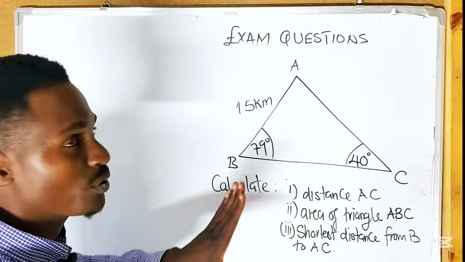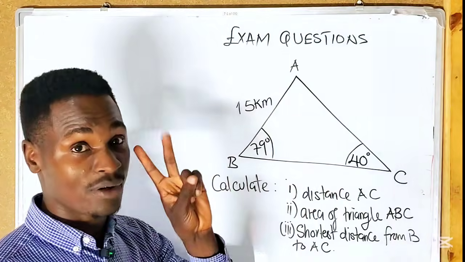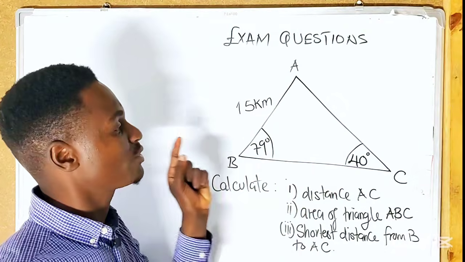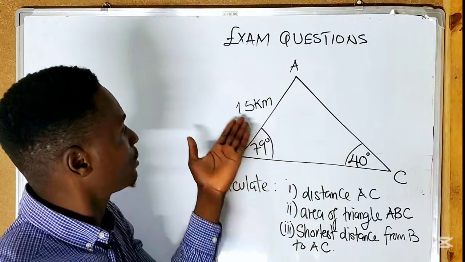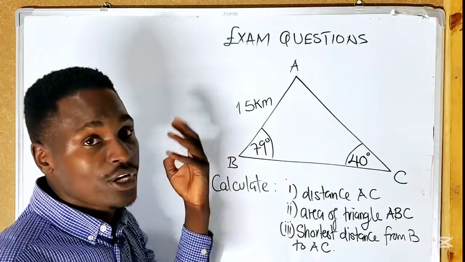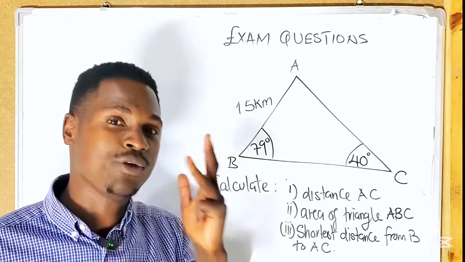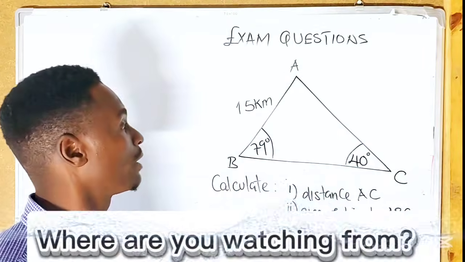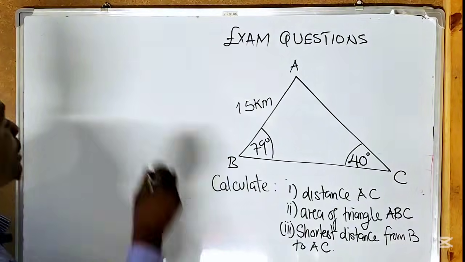Now, for the cosine rule, we use it when there are two conditions. We use the cosine rule when you're given all three sides, okay? All three sides, but here we're only given one side, which is 15. So based on that condition, we cannot use the cosine rule. All right, this is what I mean.